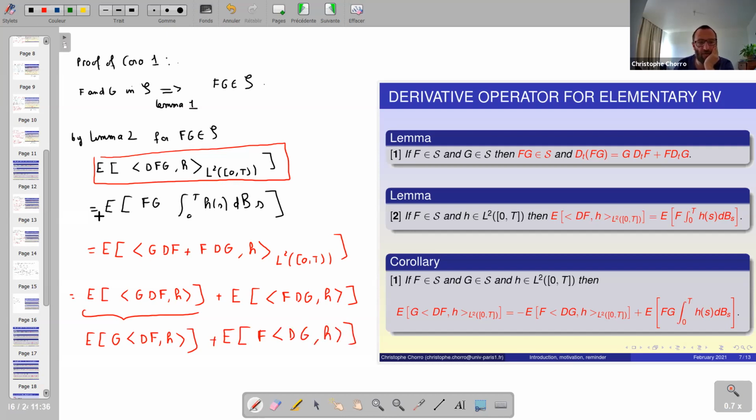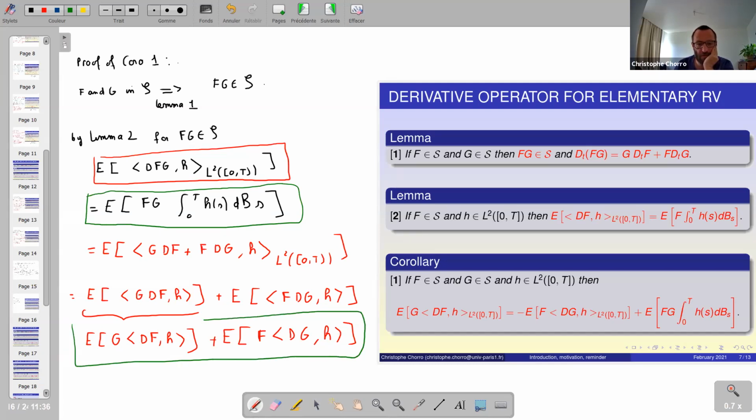And if I summarize what I have obtained, this term here is equal to the sum of these two. And so I obtain simply this relation, passing this one to the other side of the equality. So the corollary one is just a basic association of the lemma 1 and the lemma 2 applied to the product of two elementary random variables. So it's okay for the proof of the corollary one.